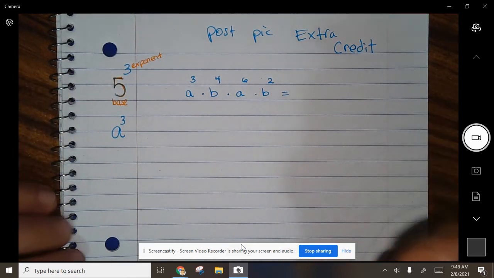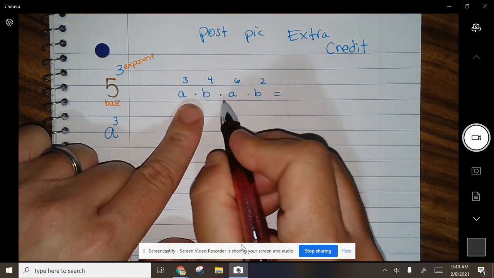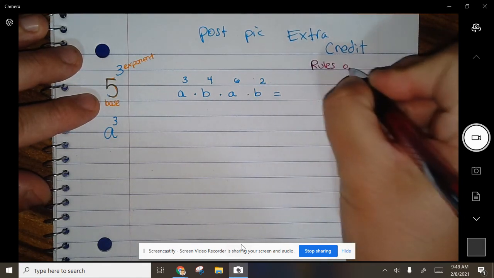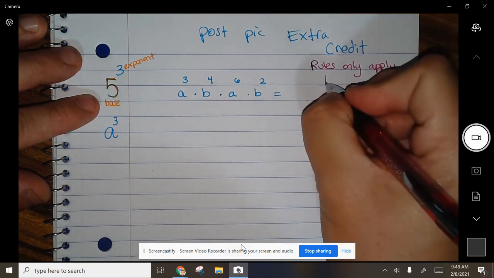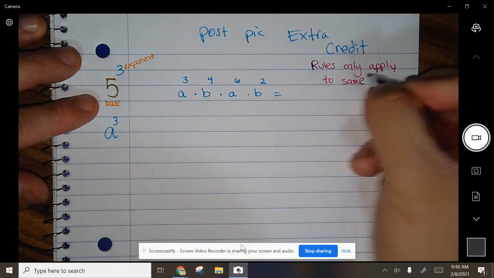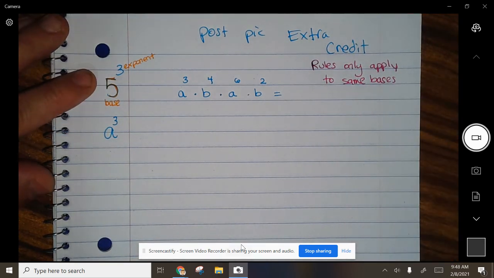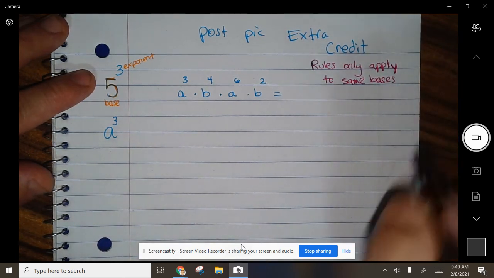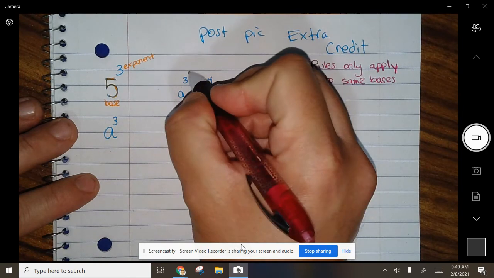And when you look at this problem, you understand that you only can do stuff with the same bases. All these rules we've learned only apply to same bases, okay? And that's important to know. Rules only apply to same bases. So let's go ahead and take a look here.